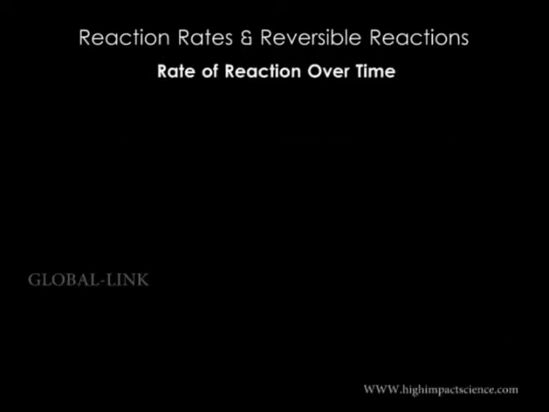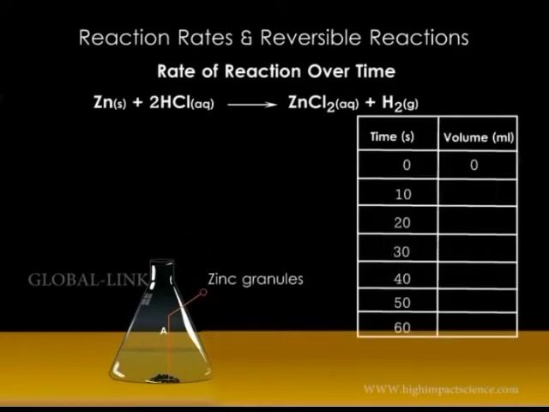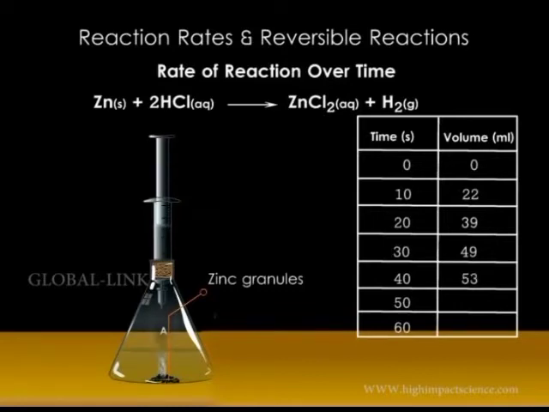So how does the rate of a reaction change as the reaction proceeds? Let's take a reaction of zinc granules with hydrochloric acid. It produces zinc chloride and hydrogen gas. We shall measure the volume of hydrogen gas produced at 10 seconds intervals. At first, we see that the rate of production of hydrogen is faster. But as the reaction proceeds, the volume of hydrogen produced per given time interval is lesser and lesser.